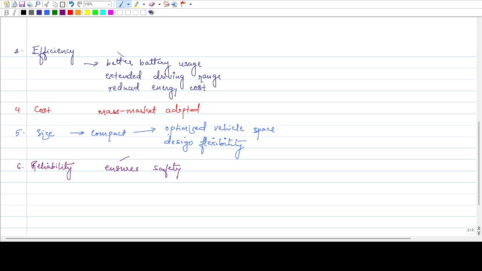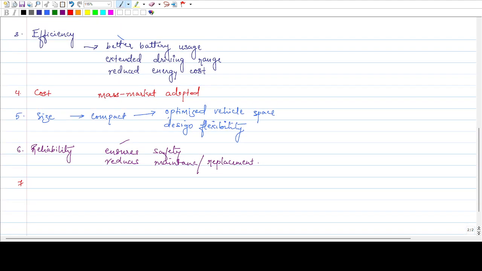Then it reduces maintenance, because the fault occurrence is actually less, and also the replacement need, so you don't have to replace any parts when the reliability of the motor is very high. And the last criteria, not the last criteria, sorry, we have a couple more criteria. Okay, it is the fault tolerance.